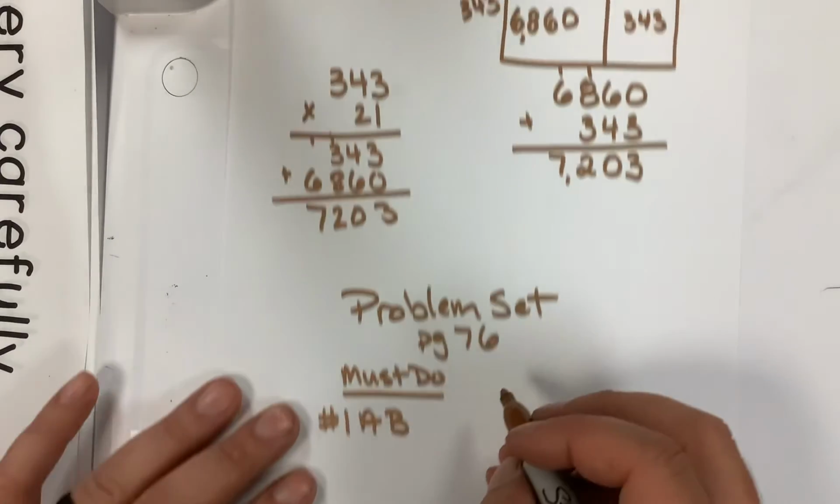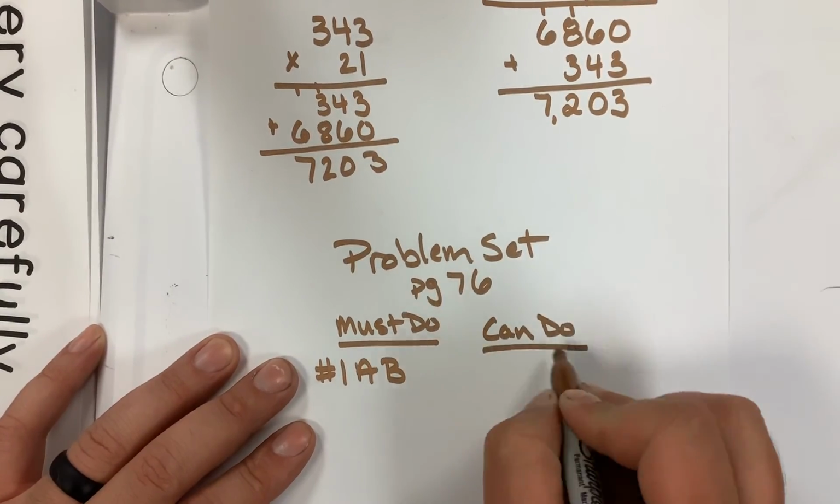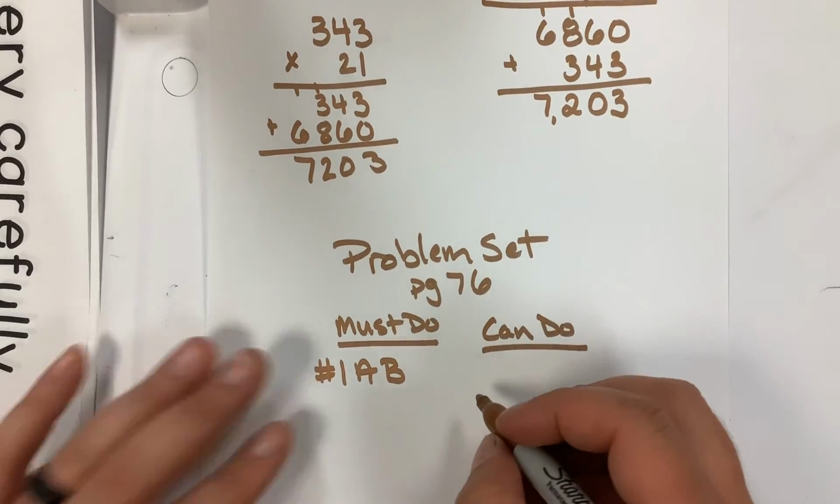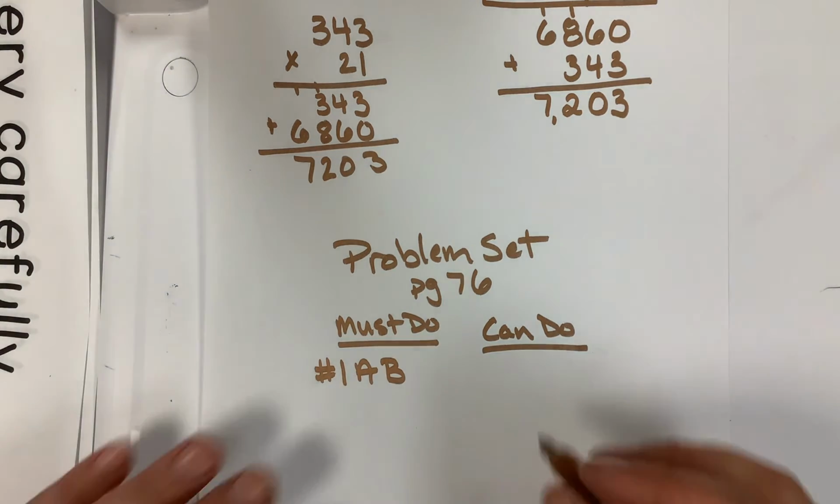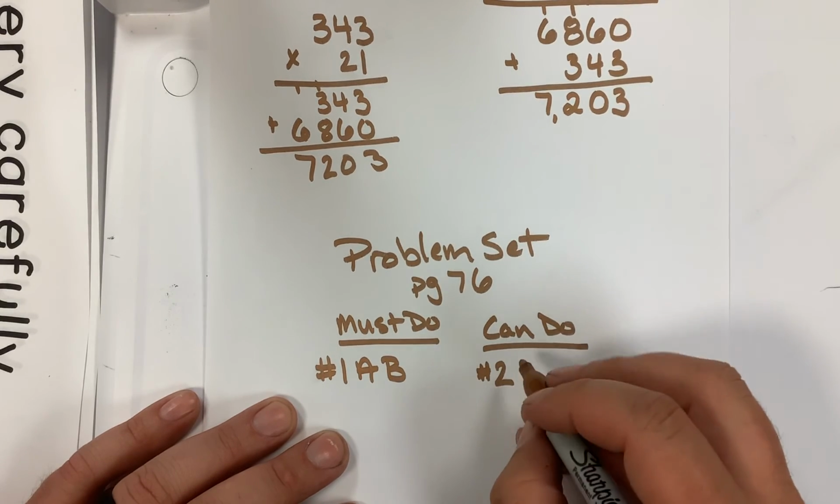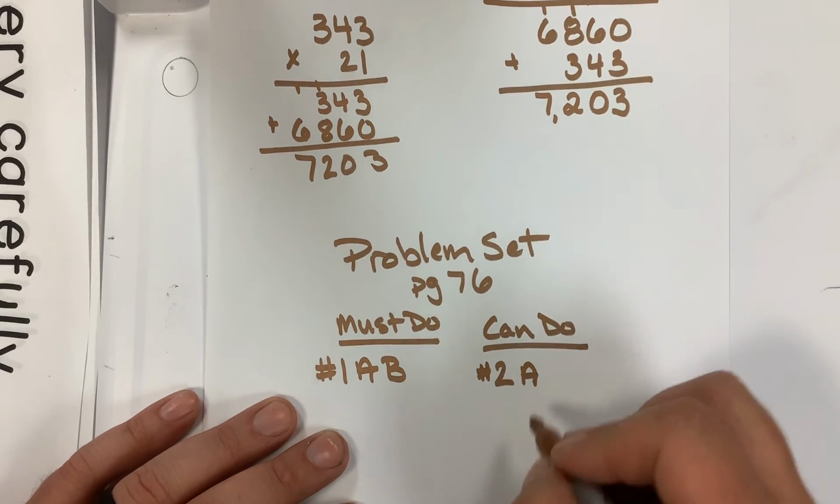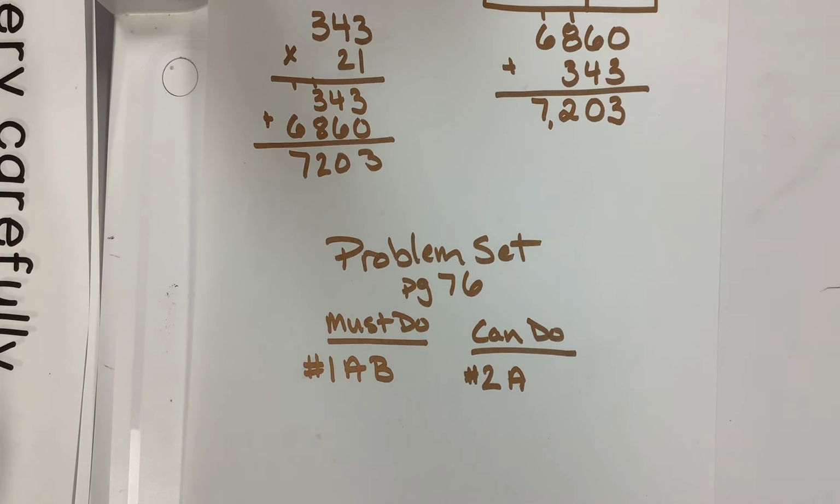If you finish those two problems, then your can do is going to be number 2, A. On this one, I want you to try it with just the standard algorithm. That's a review from last year. You guys did the standard algorithm last year. So I want you to review that and try that one.